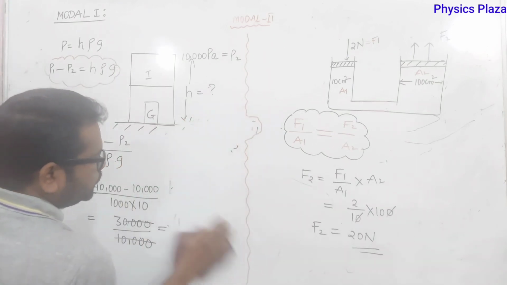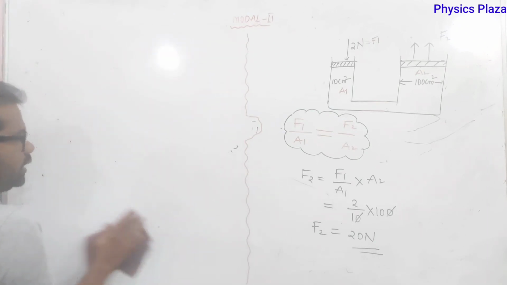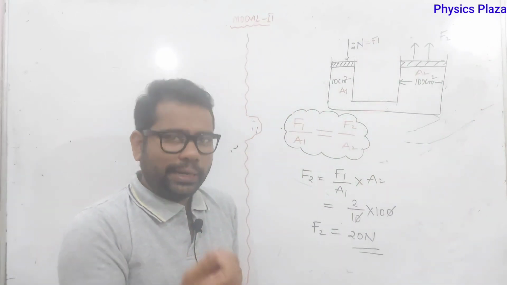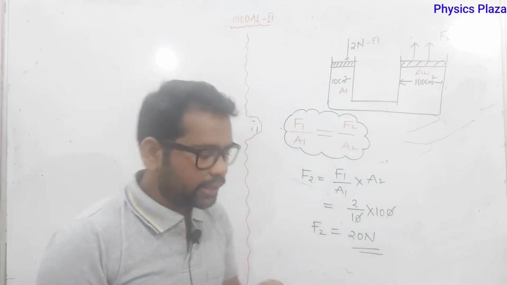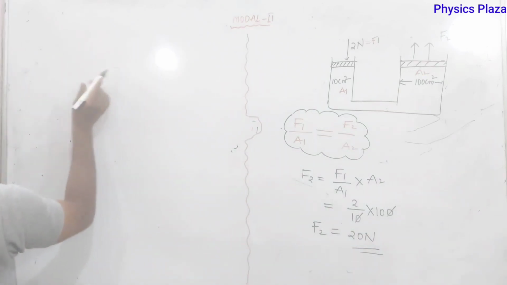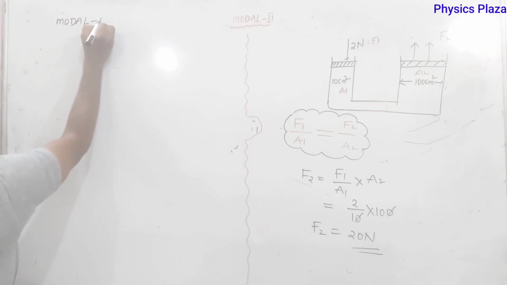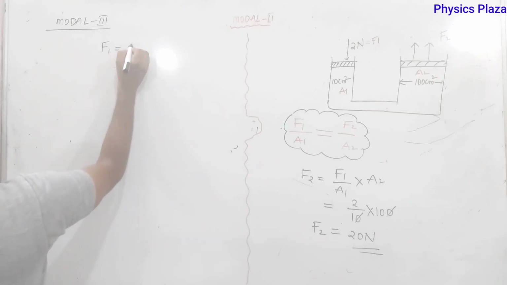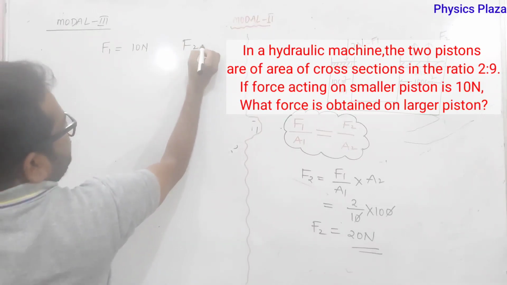Fine. Let us discuss one more model. I cannot say it is a special model, it is based on this second model only, but in the data they may not give you the surface area of the pistons directly. So they may tell like this. Model 3. They will give the force acting on the smaller piston, for example, 10 Newton. The question is obviously the same. They'll ask us to calculate F2 only.